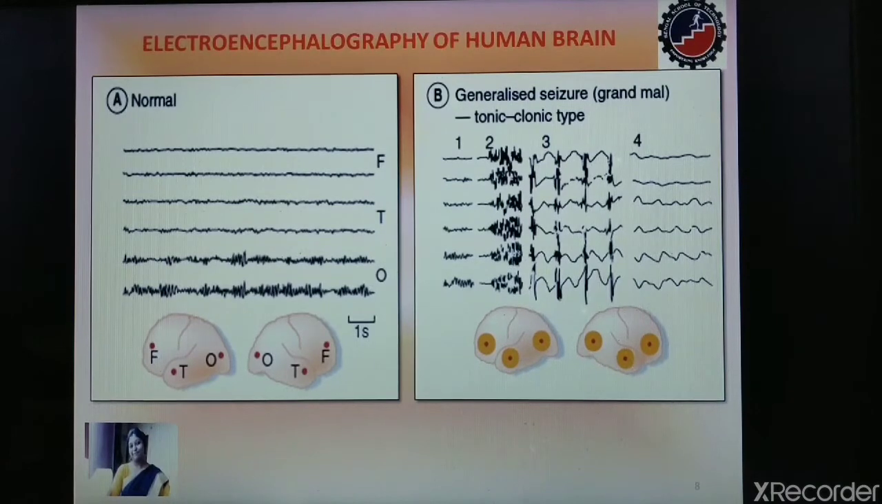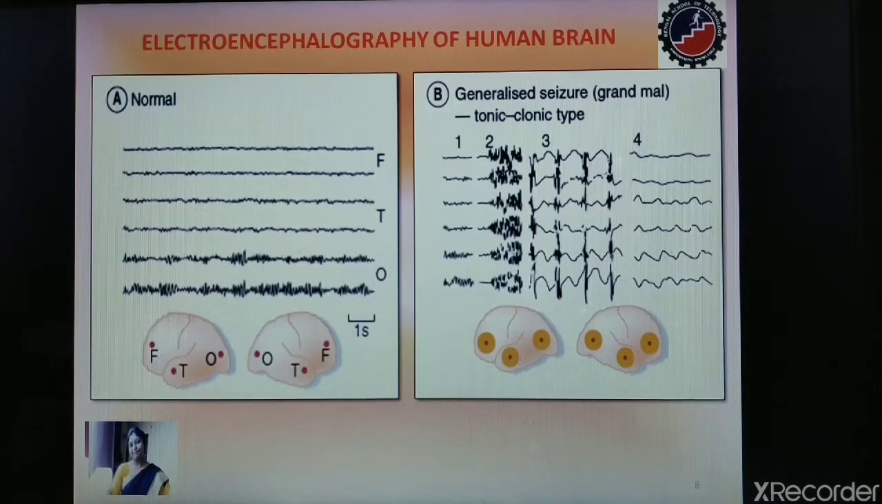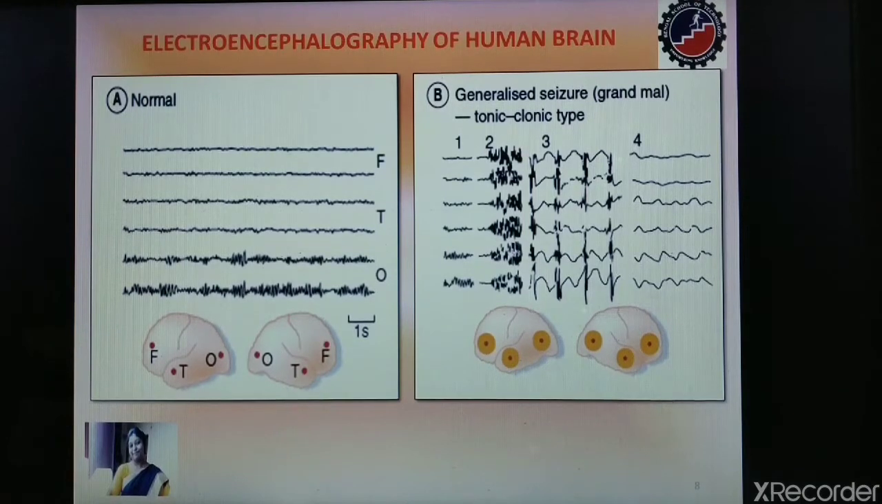The first comparison is between the normal brain and that of a generalized seizure, that is of tonic-clonic type. Now, generalized seizures, as we have already told, involve the whole brain, including the reticular system, thus producing abnormal electrical activity throughout both the hemispheres. Here we can see that both the hemispheres are included and affected. The first one is that of a tonic-clonic seizure.